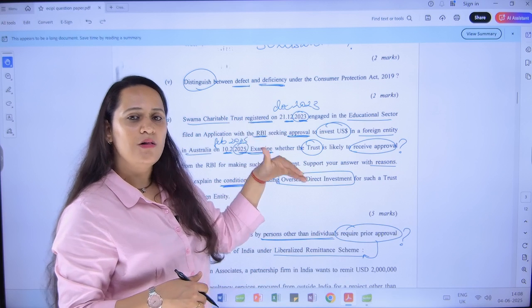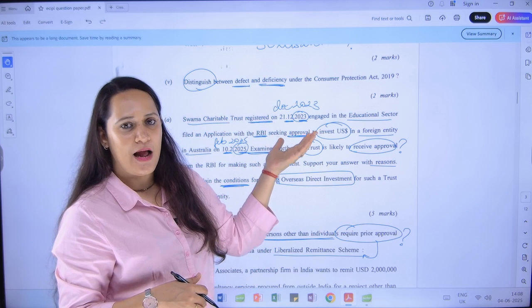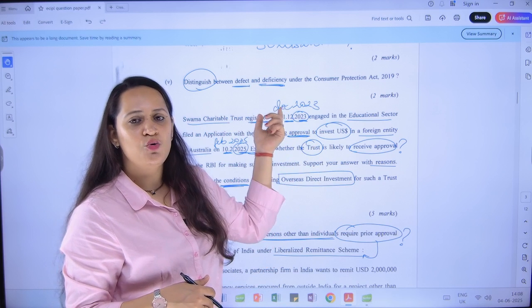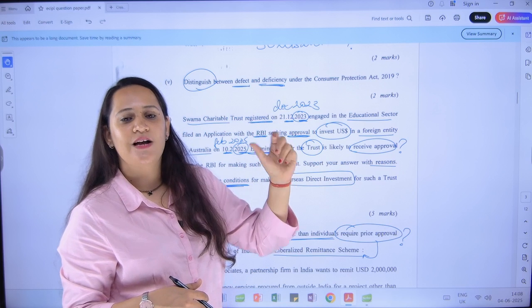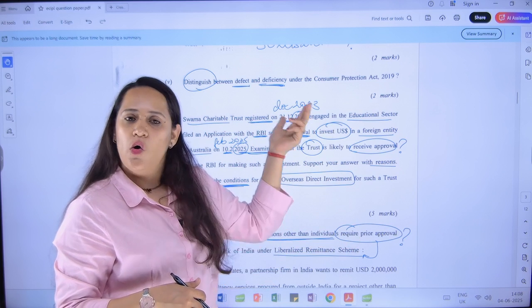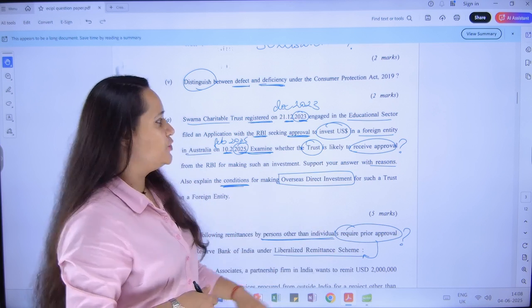So if you see, all the 15 marks from the Consumer Protection Act are majorly direct. Hardly 2 marks of applicability was there, whether Rajiv can be considered as a consumer or not. All other questions are direct theory questions.